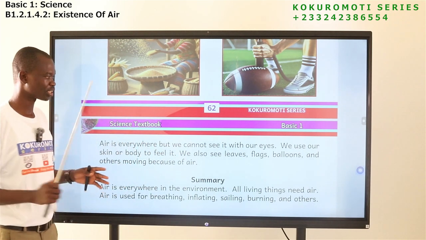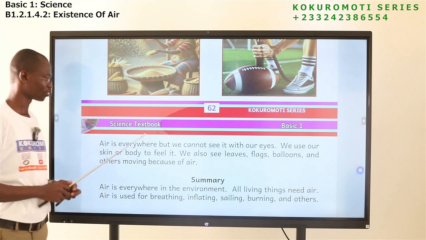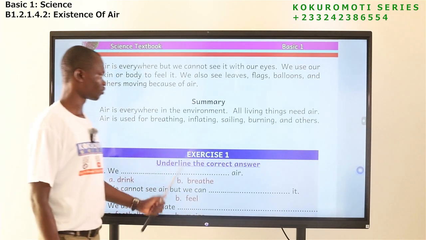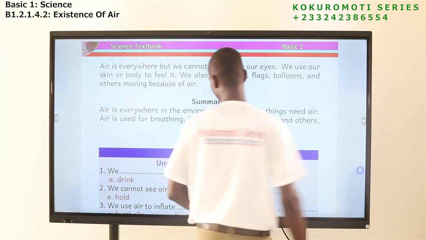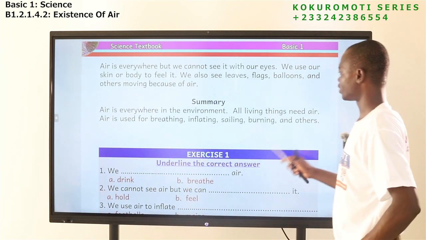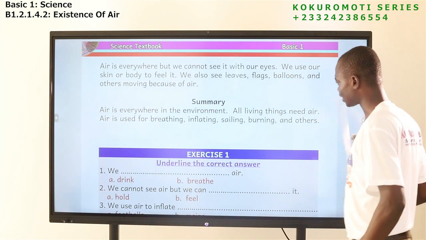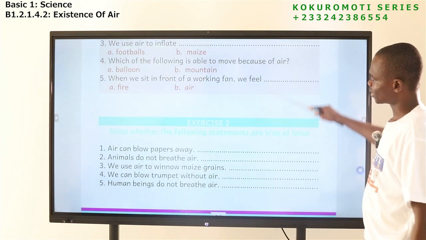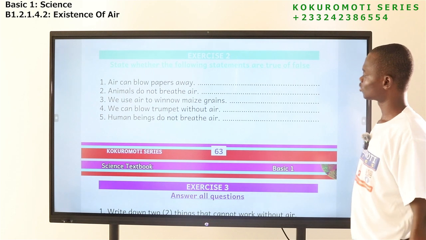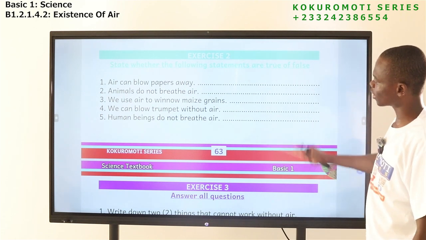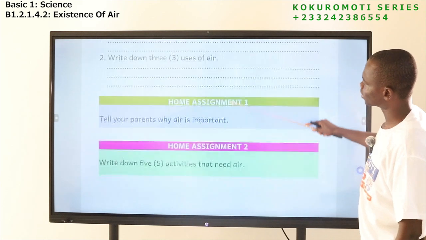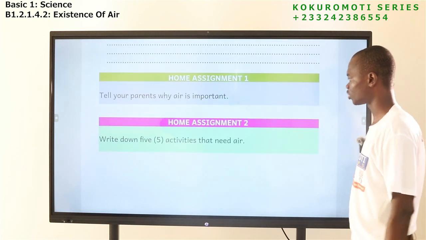Make sure you answer all the questions. So we are saying that air is everywhere in the environment. All living things need air. Air is used for breathing, inflating, sailing, burning, and others. Exercise 1 is here, 5 questions. We have exercise 2, 5 questions. Exercise 3, we have 2 questions, home assignment 1, home assignment 2.